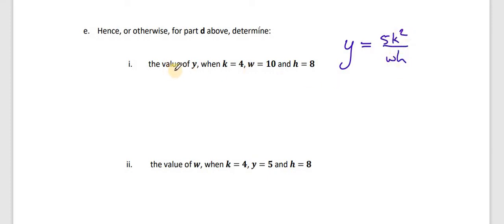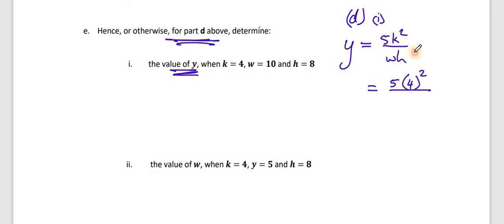Now they want us to find the value of what? So for part D, this is from part D. This is the answer we got when Y is the subject. So now that Y is the subject, they want us to find the value of Y, given that K is 4. So we put 5 here. Where we have K, we're going to replace it and put 4. Put a square outside the bracket, right?